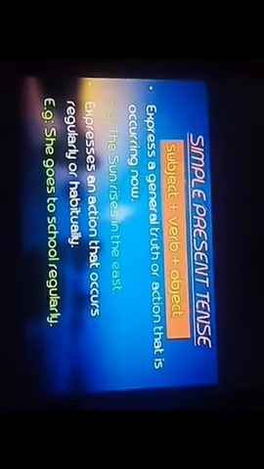It also expresses an action that occurs regularly or habitually, as we have discussed in the video also. That it expresses an action that occurs regularly or habitually, that is your habit. Okay, when we talk about habits, that also comes under simple present tense. For example, she goes to school regularly. Okay, so this is regular work. Alright, so this is simple present tense.